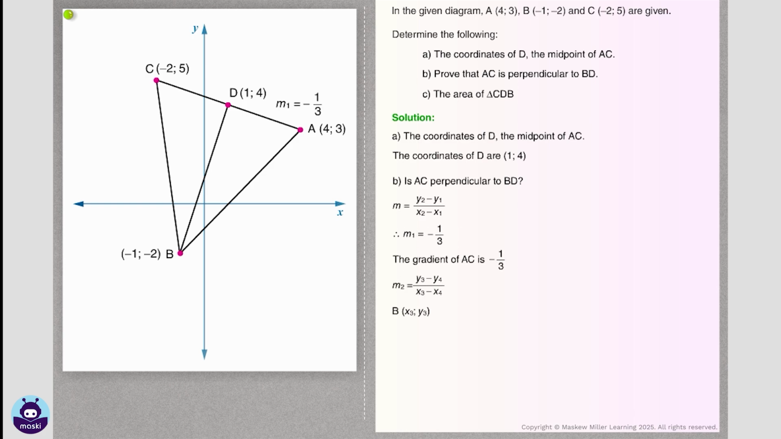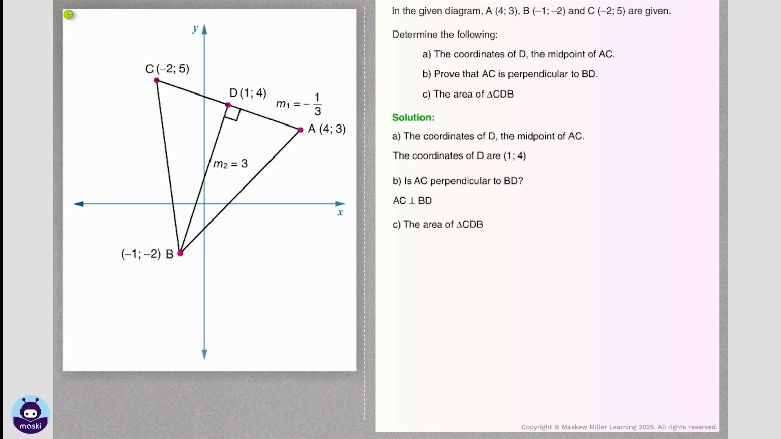Now, let us substitute the coordinates of B and D to determine the gradient of BD. M2 is equal to (-2 minus 4) over (-1 minus 1). Therefore, M2 is equal to 3. Let us now find the product of the gradients. M1 times M2 is equal to -1 over 3 times 3 equals -1. We see that the product of the gradients is -1, hence the lines are perpendicular.